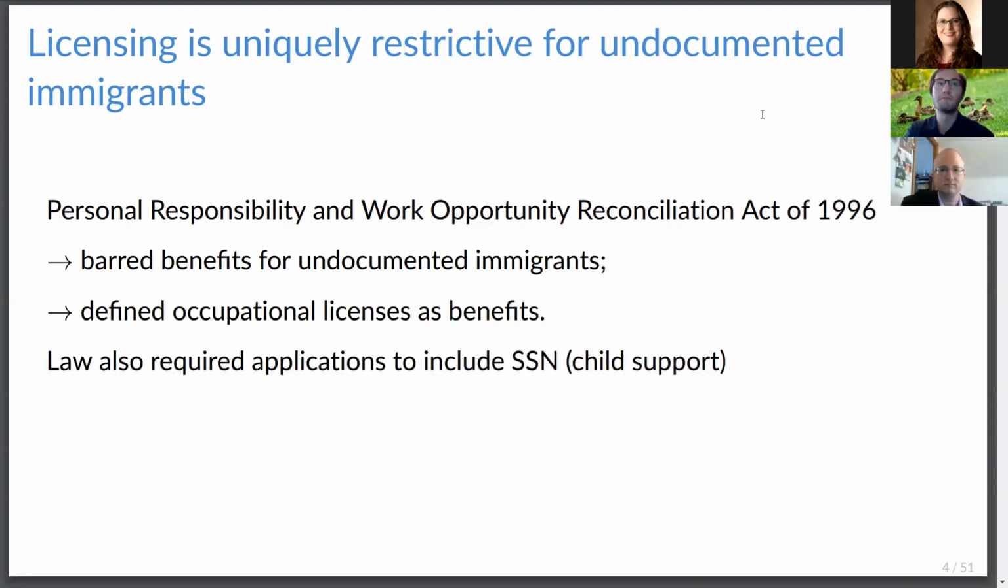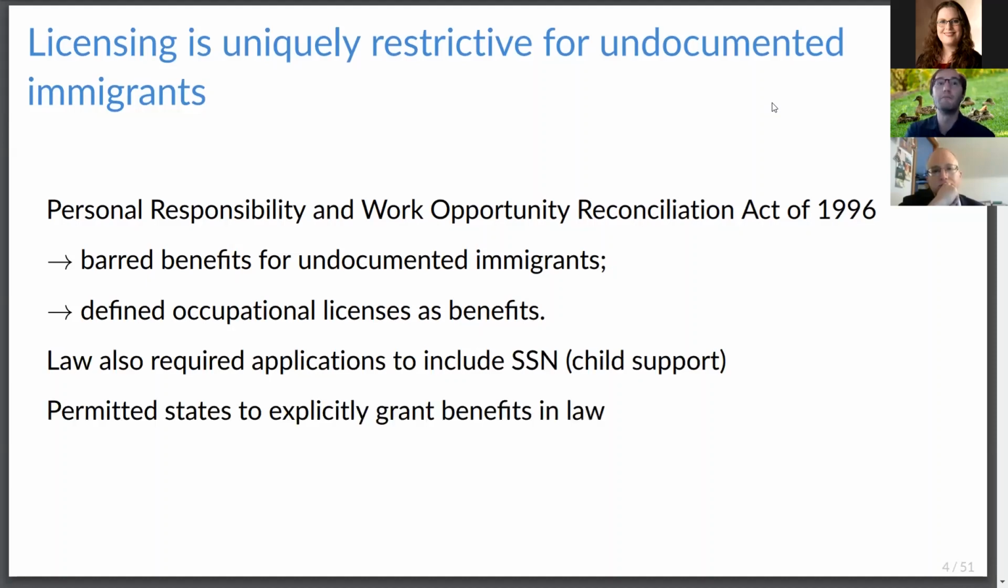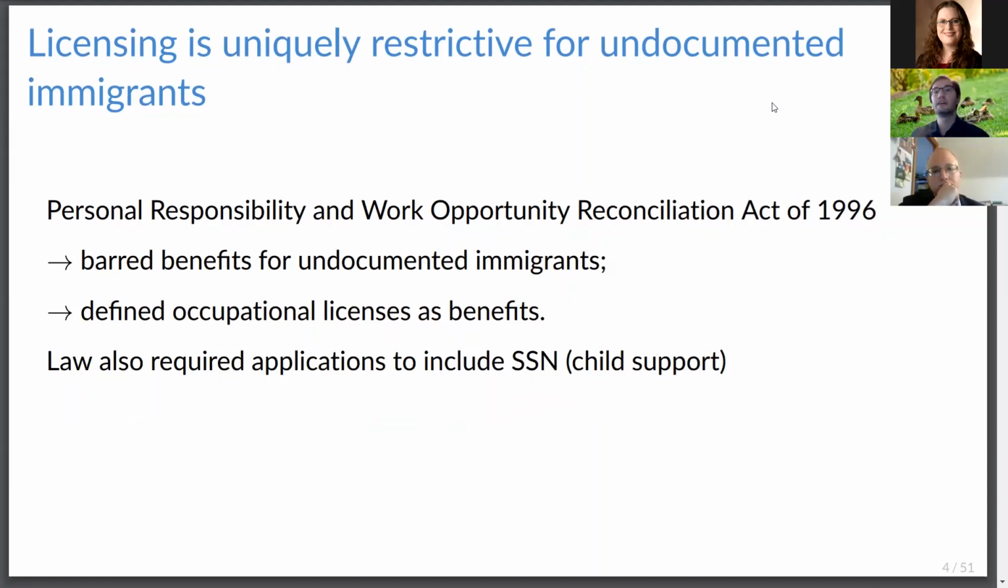The same law, incidentally, also required all license applications to include a social security number, as part of a separate policy to use the threat of withdrawing licenses as a way to enforce child support payments. This is a way to operationalize how undocumented immigrants were prevented from obtaining licenses, because undocumented immigrants don't have social security numbers.